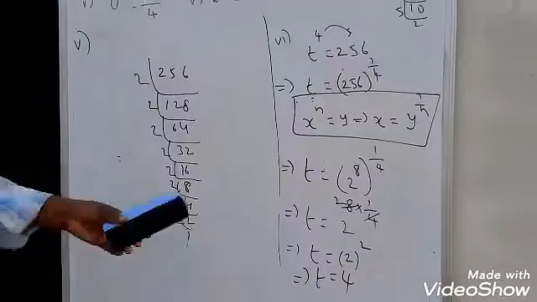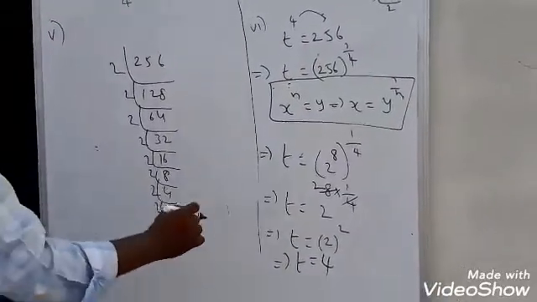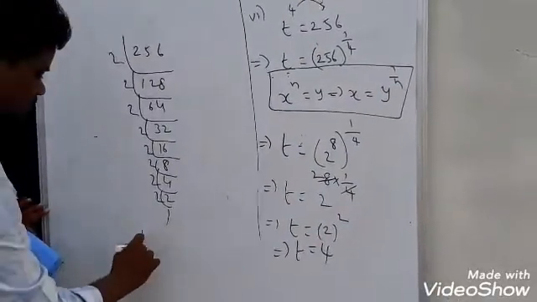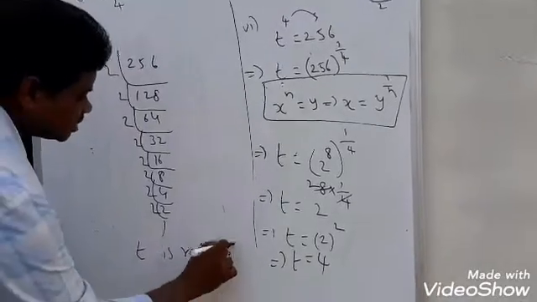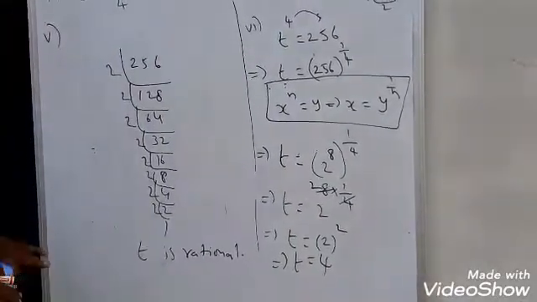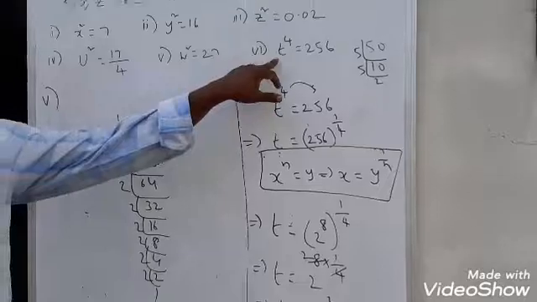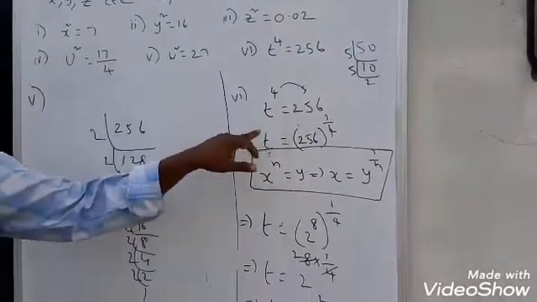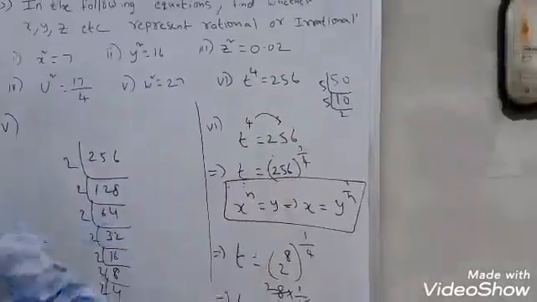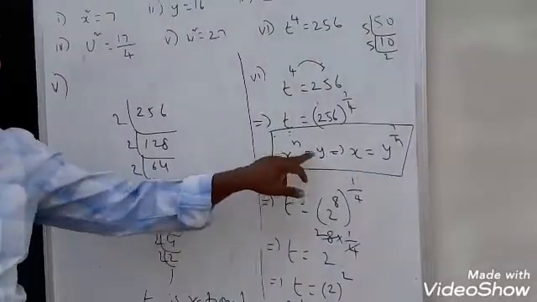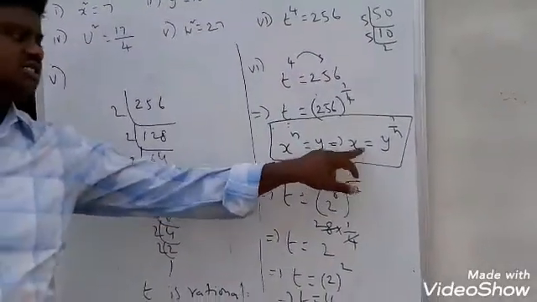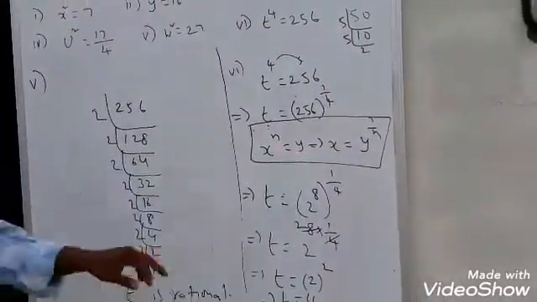t equal to 4. Therefore, since t is 4, it is rational. Therefore, t is a rational number. So anybody, if t power 4 is equal to 256, you can write t as 256 whole power 1 by 4. This is the formula. x power n equal to y means x equal to y power 1 by n.